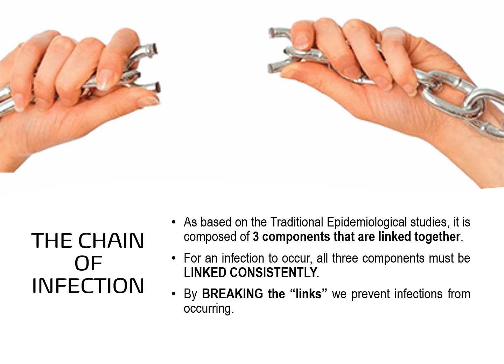We have the chain of infection. The chain of infection is composed of three main components that are linked together. In order for an infection to occur, there must always be the presence of three components. Our goal is to always break the chain of infection, that is, to prevent the spread or occurrence of a disease or illness.